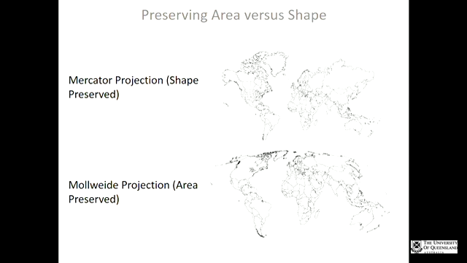And then you compare that to the Mollweide projection, which preserves area. So this preserves area. You see Greenland is much smaller, but it distorts shape, okay? So when you're looking at that globe, very different in terms of shape. So the shapes are distorted.